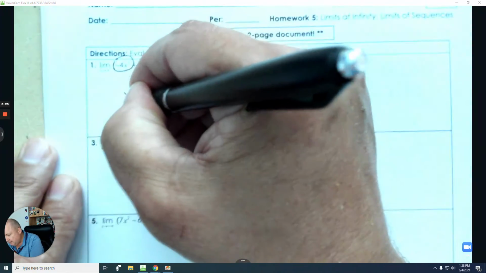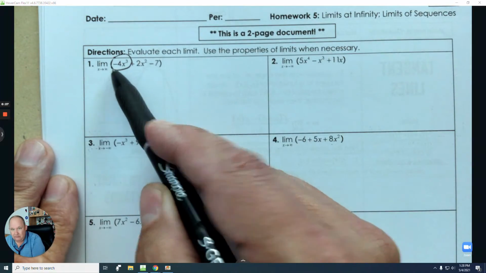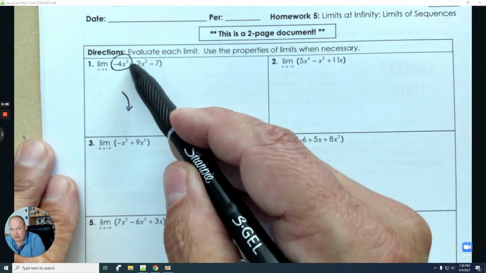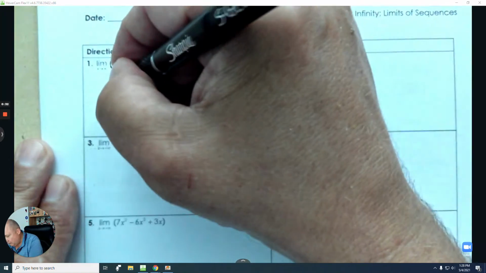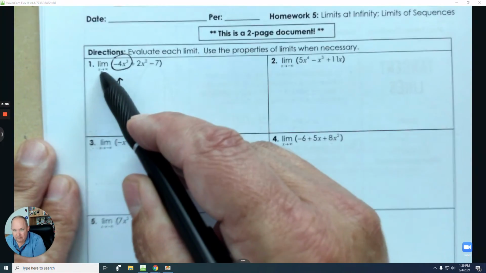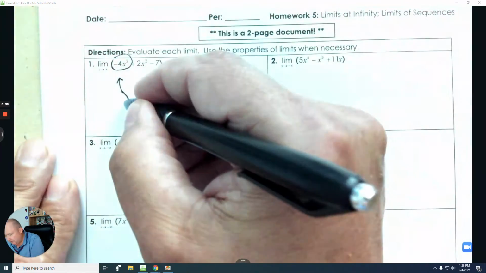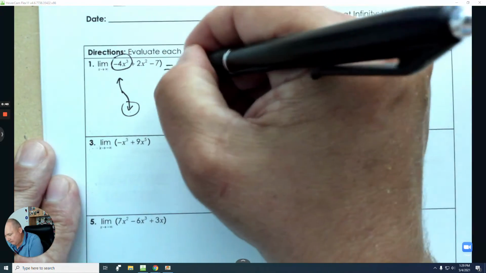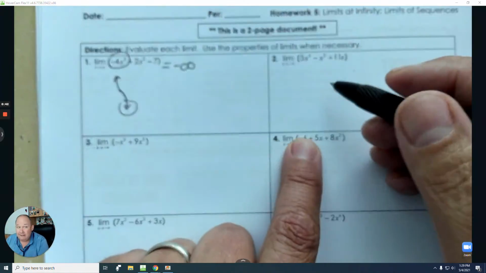So first of all, because it's negative, the right end goes down. Because it's odd, that goes in opposite direction. And then I understand that I'm looking for the right end. So what's the answer for the right end? And there it is. So let's see if we can see it again. It can be that simple.